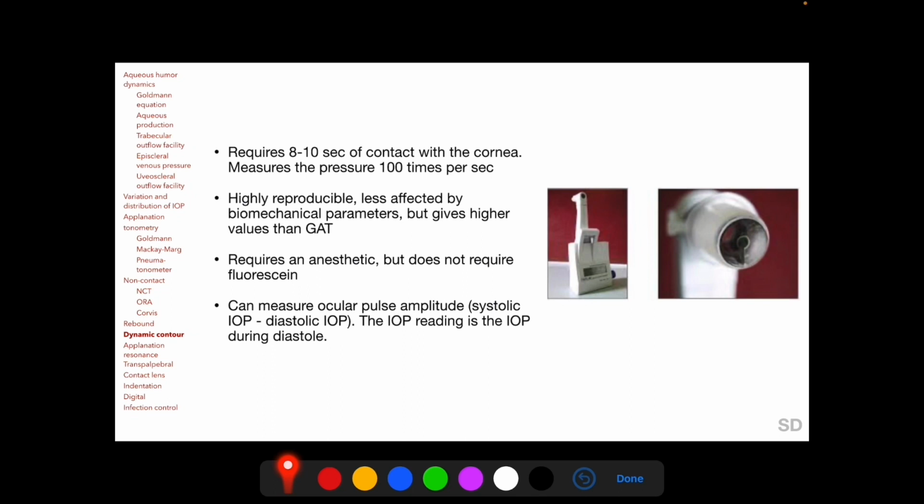DCT requires an anesthetic but does not require fluorescein, and DCT can measure ocular pulse amplitude, and the IOP reading shown by the device is the average IOP during the diastolic phase of the cardiac pulse.